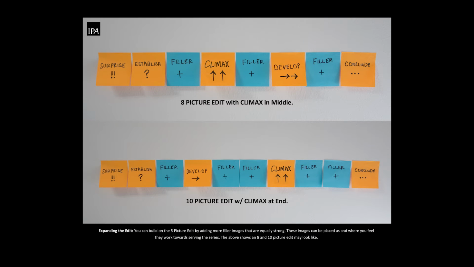This slide shows an 8-picture edit where we've moved the climax to the middle, for example, as a traditional sort of narrative, with start, middle, and end would be. And then also at the bottom of the slide, we've expanded the 8-picture edit to a 10-picture edit, with climax more towards the end. So you can use the same sort of concept by adding 2 more pictures to expand from 5 to 8 to 10.